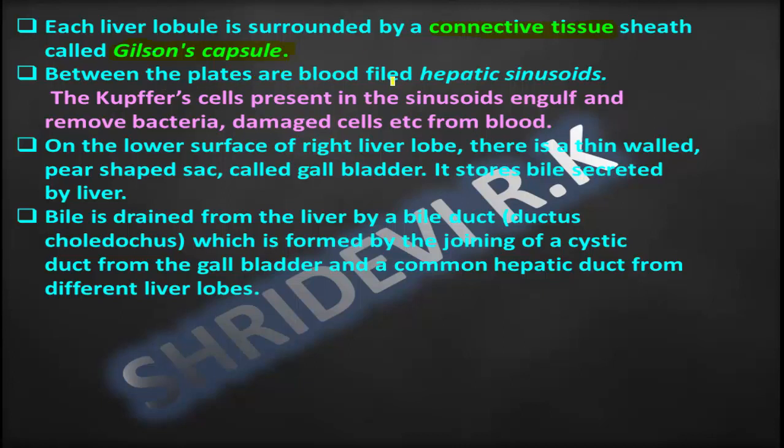Between the plates are blood-filled hepatic sinusoids. Between the plates of liver lobule, there is presence of hepatic sinusoid. The Kupffer cells, again an important term to remember, present in the sinusoid, engulf, that means they consume and remove, the bacteria and damaged cells from the blood.